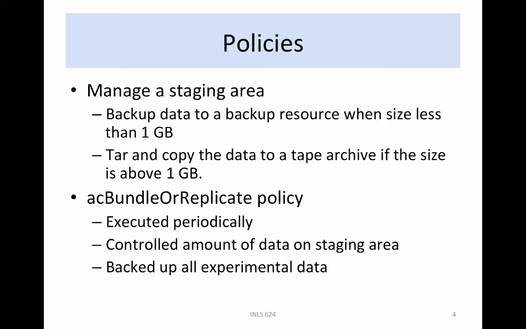This meant that they had to manage not only the first cache, but also a secondary cache and a tape archive. Once the data were archived, they were deleted from the caches to make room for additional data. The approach was very successful, enabling a relatively small disk cache of 60 gigabytes to manage archiving of all of the experimental data. They wrote a bundle or replicate service that was executed periodically. The policy backed up all of the experimental data and controlled the amount of data on the staging area.